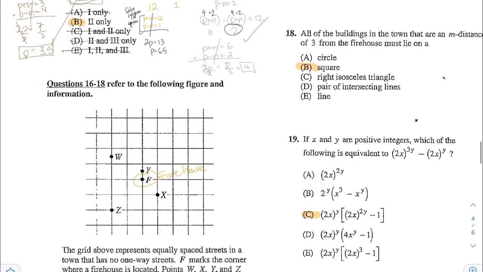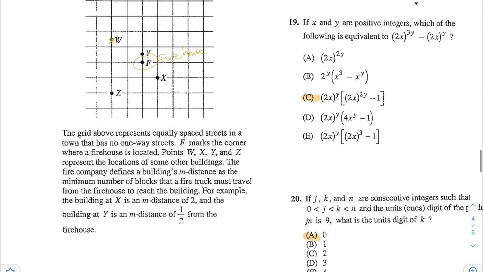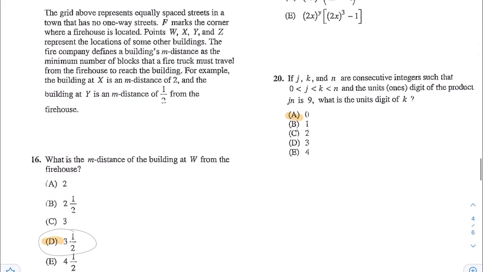So W is here. So all we have to do is just follow the rules. So we just have to count. To go from F to W, you would go 1, 2, 3 blocks. You're still not there. You have another block left, half a block left, I should say. So this would be 3.5. That's going to be choice D.